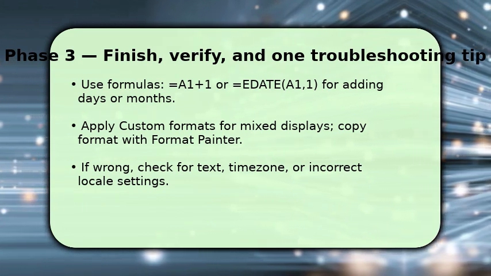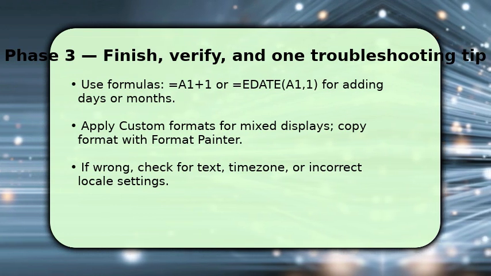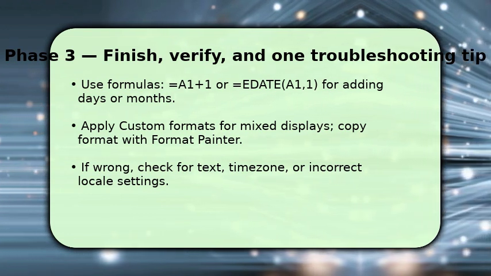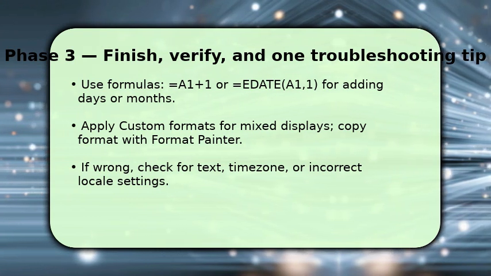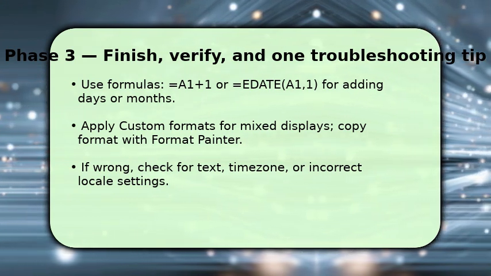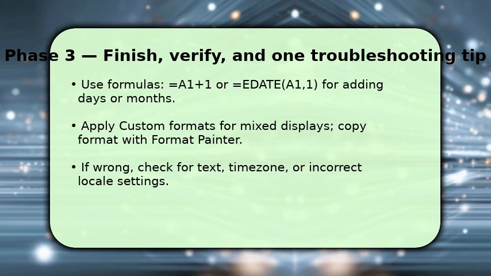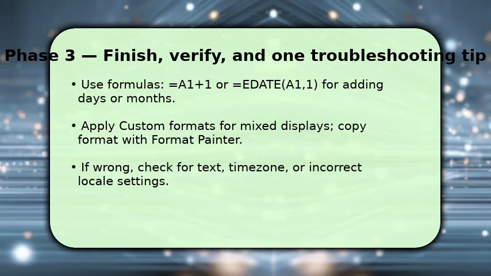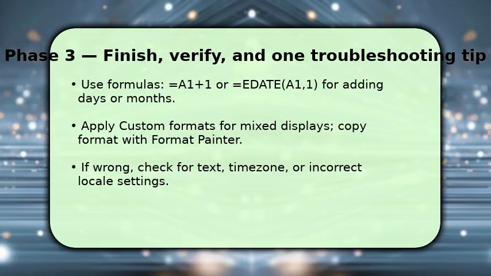If some cells still display oddly, make sure they're true dates and not text, and verify the locale in Format Cells. Locale mismatches often cause swapped day and month. If problems persist, convert one cell to a serial number to inspect the underlying value.